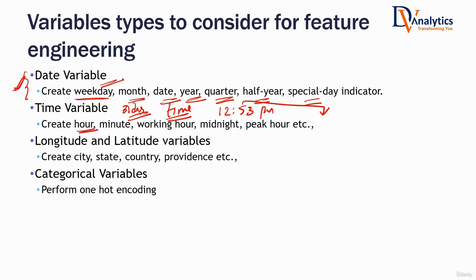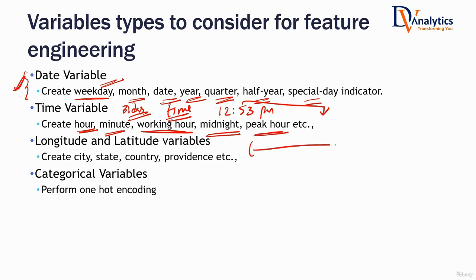We can derive hour. Do you agree? In a particular hour, the number of trips will differ, or the number of orders on Swiggy vary based on the hour. Maybe early morning, 4 a.m., the number of orders are very different from the late evening, let's say 6 p.m. We can derive minute, we can derive working hours, non-working hours, we can derive midnight, peak hours, etc.